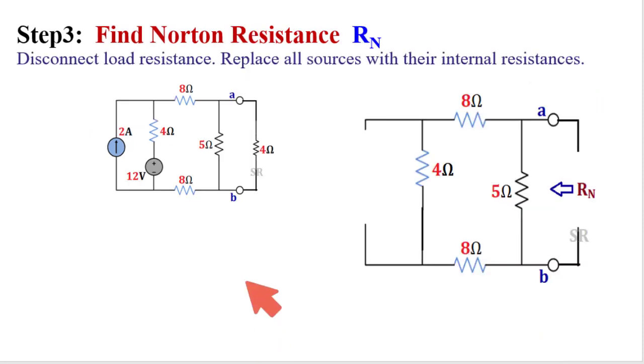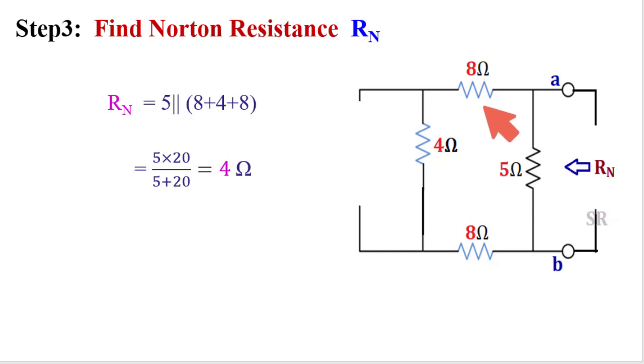Next step is to find Norton resistance. This is the load, so this should be removed and sources will be replaced by their internal resistances. So this current source will be open, see here, nothing is here, and the voltage source will be shorted. Here this is shorted. So this is the circuit to find Norton resistance. From this circuit we can see this 8 ohm, 4 ohm and 8 ohm, these are in series, and equivalent of this 3 is in parallel with this 5 ohm.